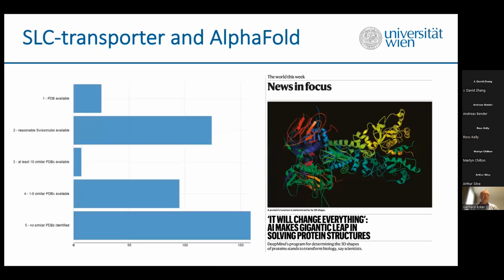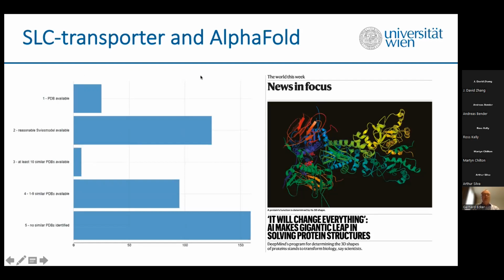So what we need for this is protein structures. And I guess you are aware of AlphaFold. So that was a big hype. I posted here the Nature post: it will change everything, AI makes gigantic leap in solving protein structures. Yes, I guess what we have now is the whole human proteome, and we can download a model for every protein, a 3D model for every protein.